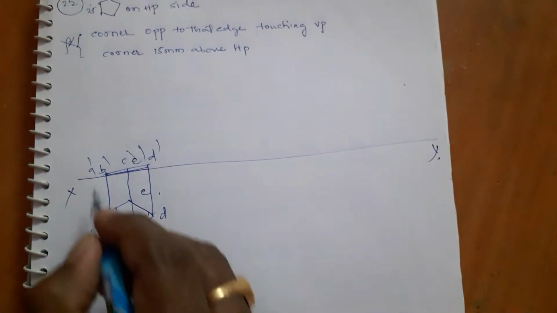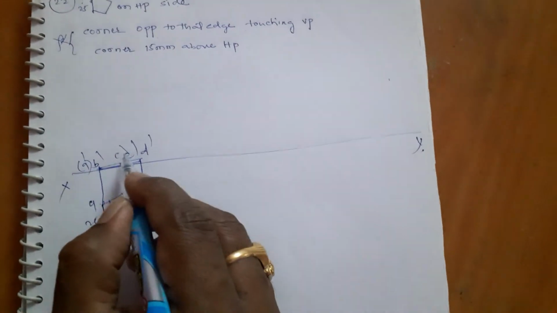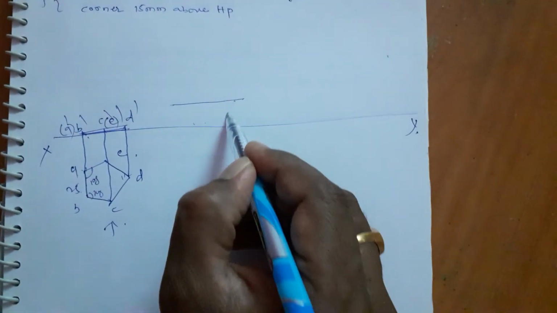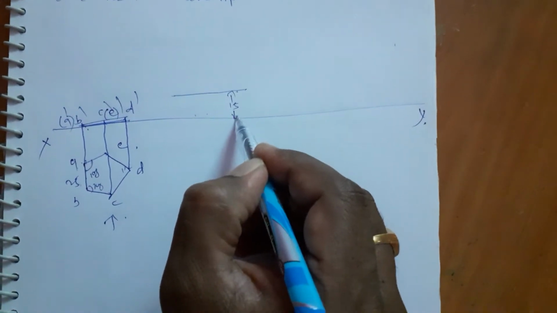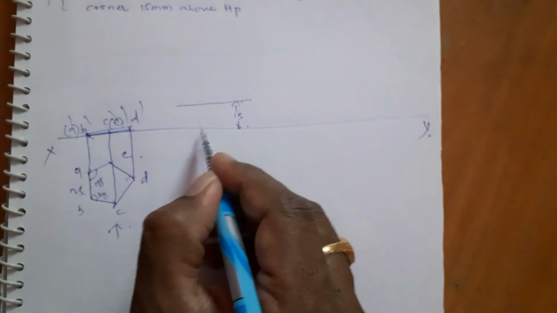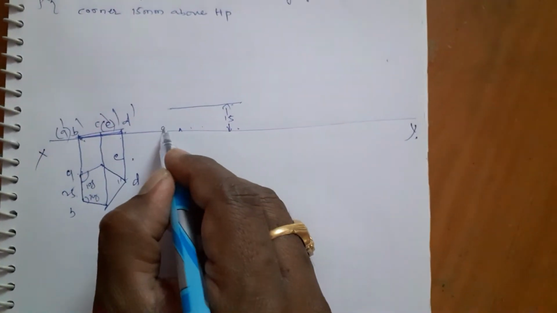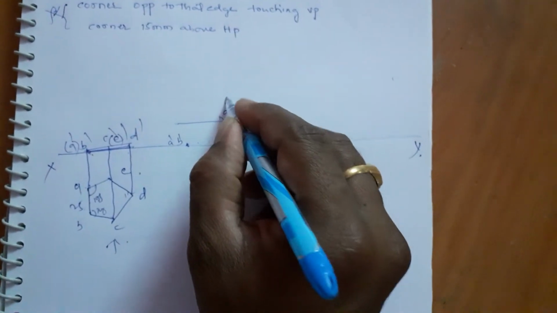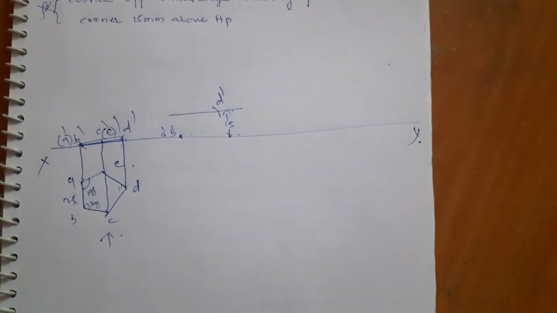When you see from here, what are the brackets? A and E. Later what he said, instead of giving an angle, he has given a height. Height of how much? 15 mm. So take a height of 15 mm and then measure A dash B dash to D dash. Measure this and cut. So this will be D dash.